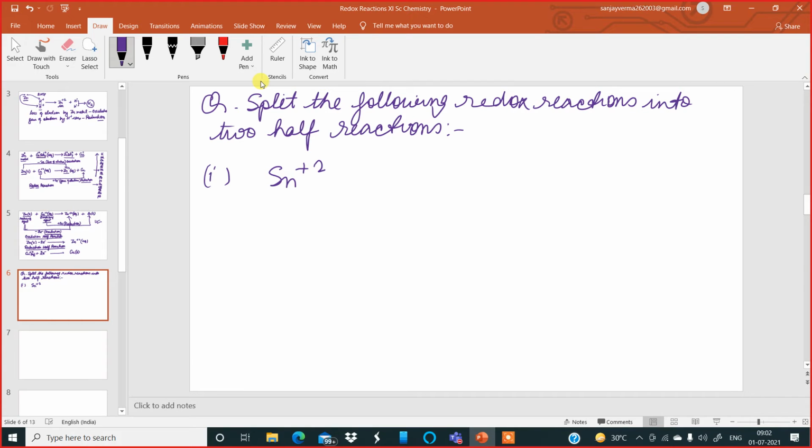Sn plus 2, stannous ion, plus twice Fe plus 3, arrow Sn plus 4 plus twice Fe plus 2. Look at this. It's a wonderful example. Sn plus 2 is becoming Sn plus 4. So this is one question I expect you all to copy down and let us solve it together. I solve, you also understand and write down the solution for it.